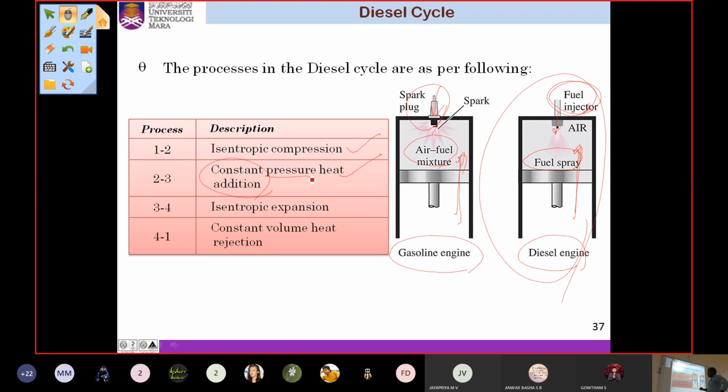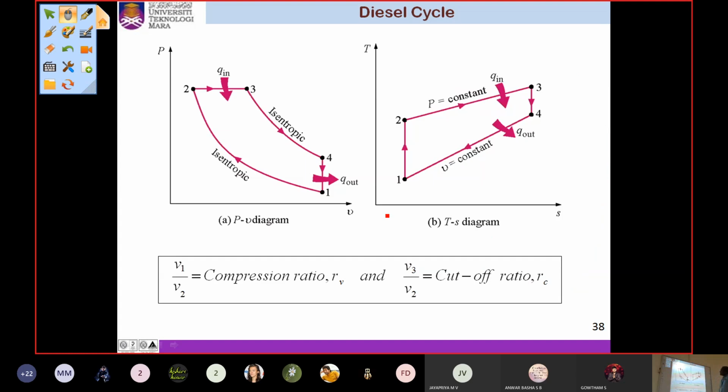Then, as usual, the third process is isentropic expansion. Then the fourth process is constant volume heat rejection. Right, here you can compare the Otto cycle and the diesel cycle. The Otto cycle has two isentropic processes and two constant volume processes. In the case of the diesel cycle, we have two isentropic processes, one constant pressure process and one constant volume process. Right. So we can imagine this with the use of the PV diagram and TS diagram.